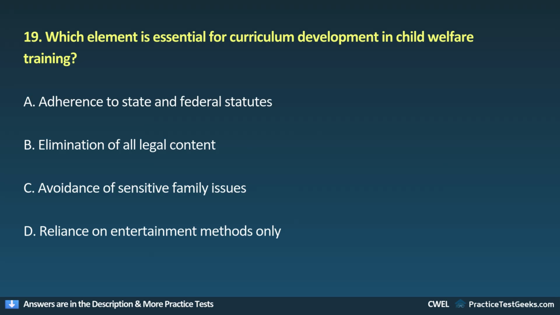19. Which element is essential for curriculum development in child welfare training? A. Adherence to state and federal statutes. B. Elimination of all legal content. C. Avoidance of sensitive family issues. D. Reliance on entertainment methods only.